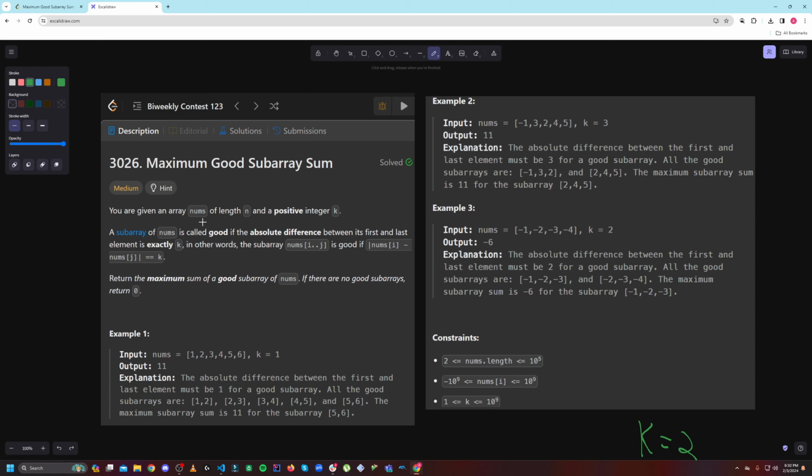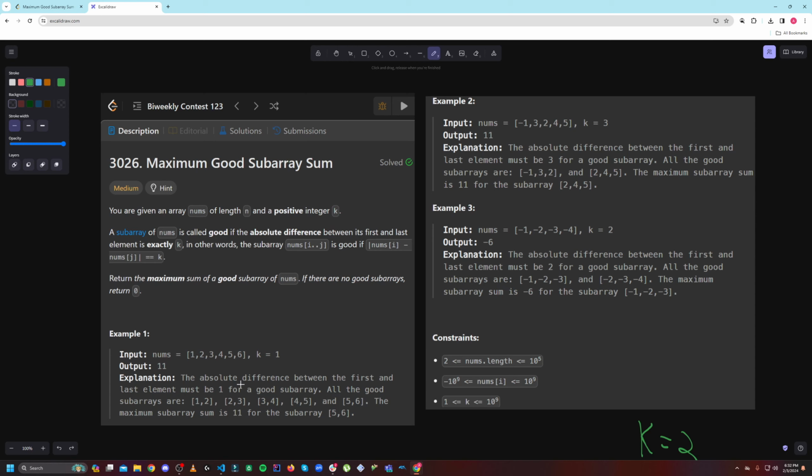So in this one you're given an array nums of length n and a positive integer k, and a subarray of nums is called good if the absolute difference between its first and last element is exactly k. In other words, |nums[i] - nums[j]| equals k. Return the maximum sum of a good subarray of nums. If there are no good subarrays, return 0.